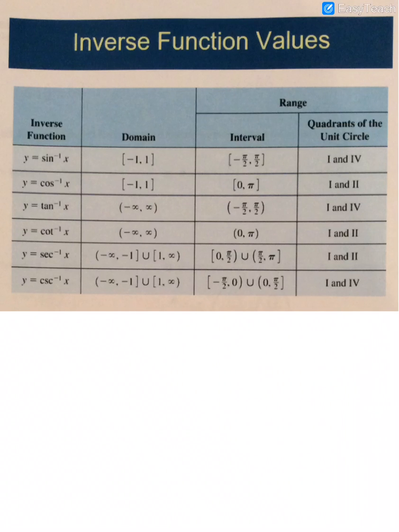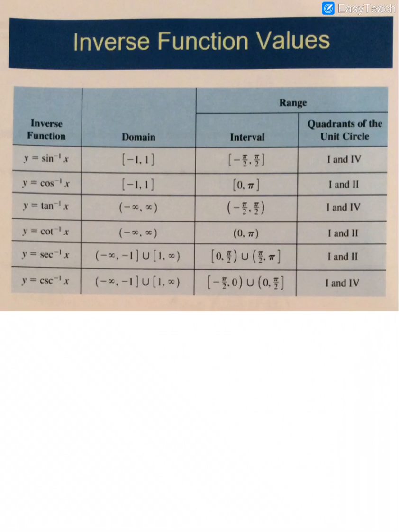So this is a chart of the values for our inverse functions. We'll be dealing mostly with sine, cosine, and tangent. If you'll notice, the domain for sine and cosine are the same. The domain is between -1 and +1. And that's because we're on the unit circle, and so our x values would be between -1 and +1.